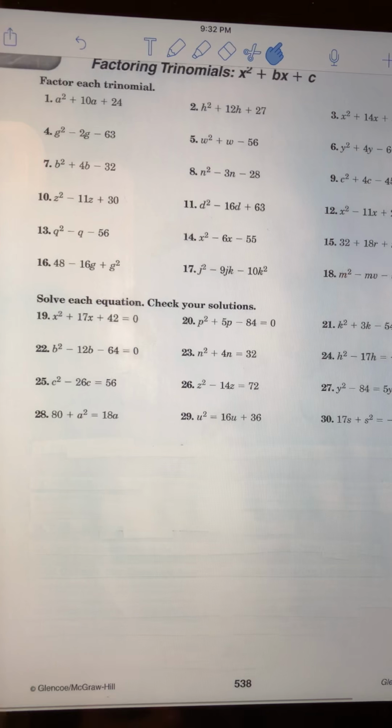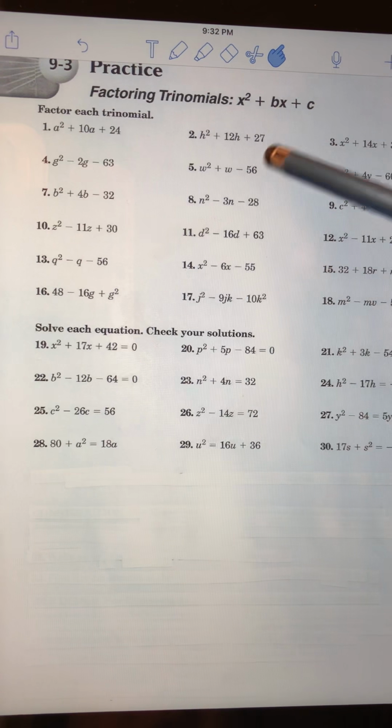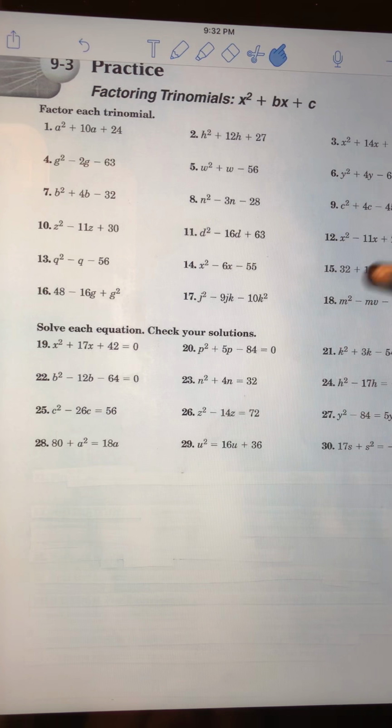Going on to page 538, it's some of the same. So again, you're factoring the trinomial, and then below you're solving each equation. So again, you only have to do the odd problems.